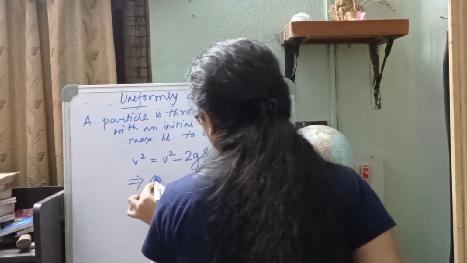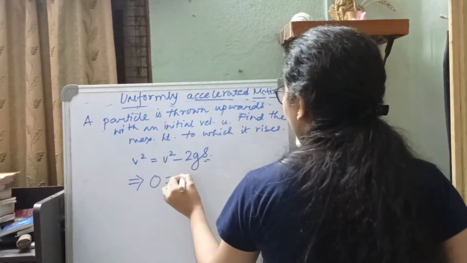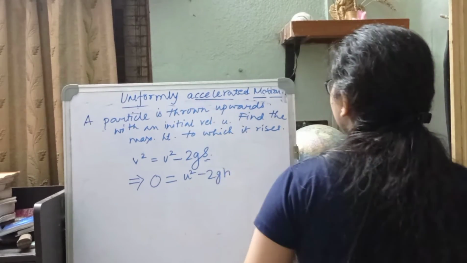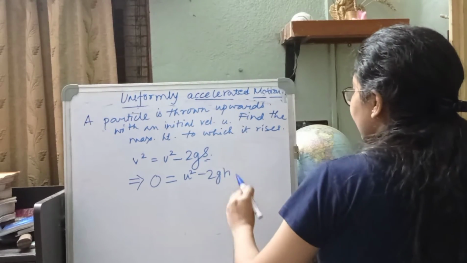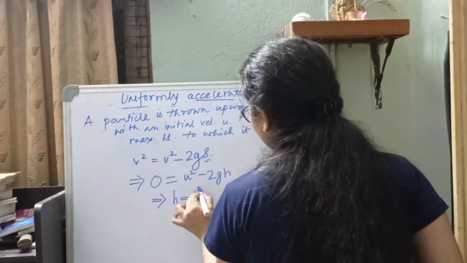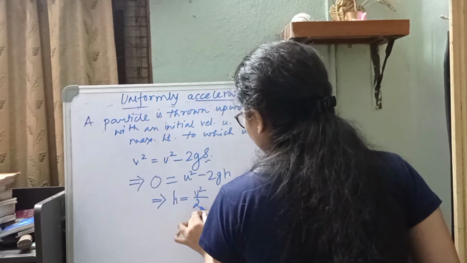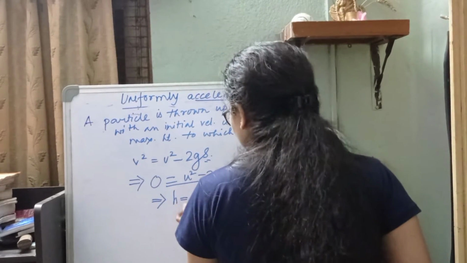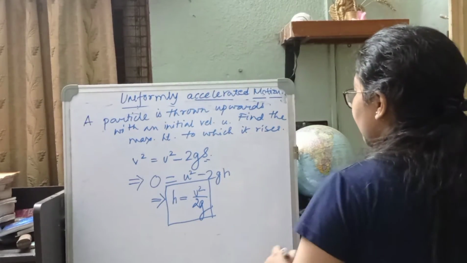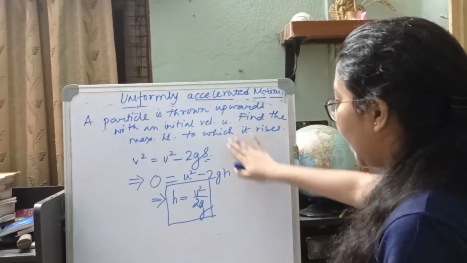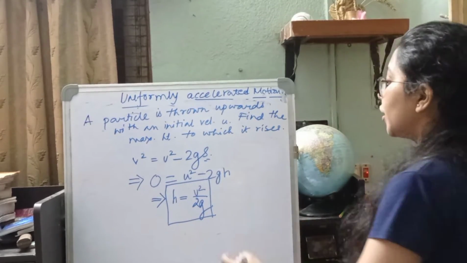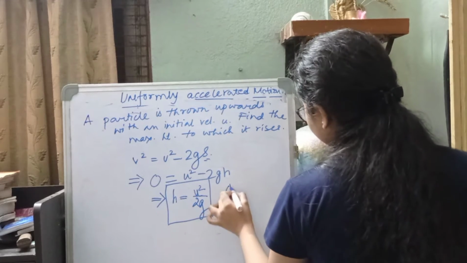Now v becomes 0 at the maximum height, so 0 equals u square minus 2gh, because I am talking about height, it is better to mention height as h. So I can easily say that the maximum height is nothing but u square by 2g. So this is a very generalized answer. Whenever you are asked to find the maximum height with this sort of data, you can directly apply it, showing that the maximum height reached is nothing but u square by 2g.